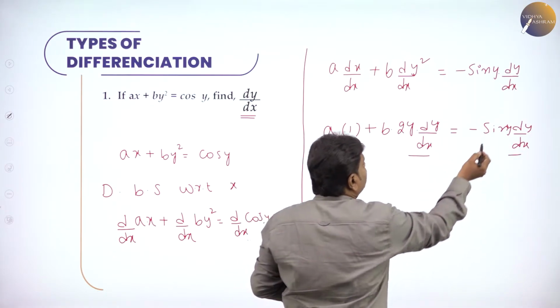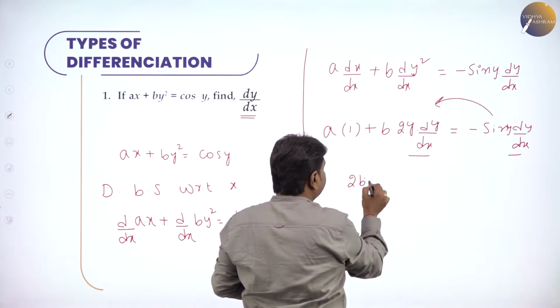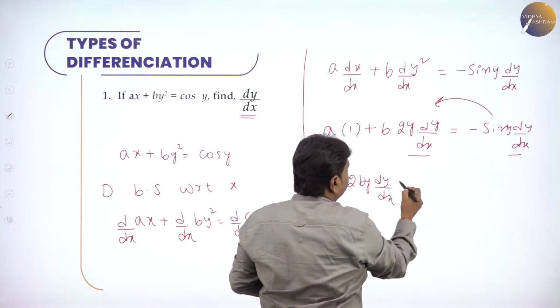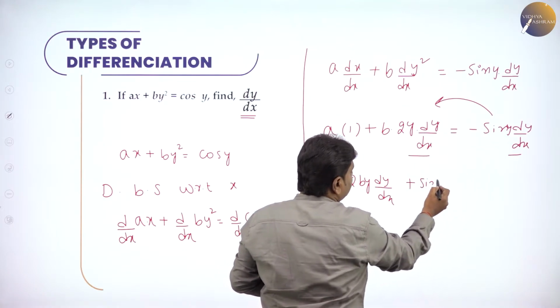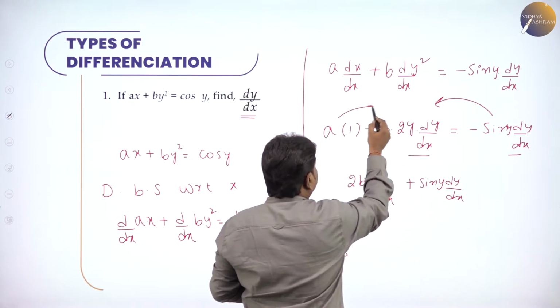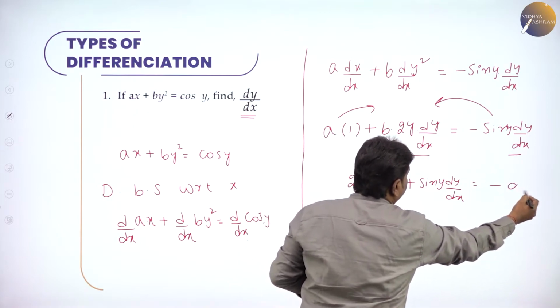So group all dy by dx terms. Bring this term to this side. Then you will have 2by into dy by dx. You bring the whole term to this side, it will become plus sin y into dy by dx, and transfer the other term to that side. A into 1 is a, if it goes that side, it will become minus a.